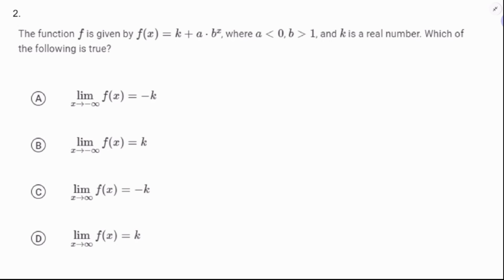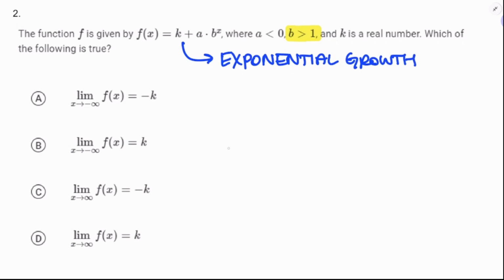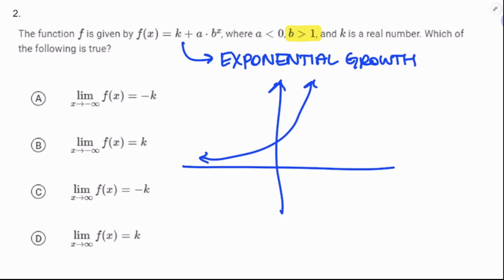All right, well, first thing I'm noticing here, b is greater than 1, which means that this thing is, whoops, I meant for that to be a blue pen. This is exponential growth. Okay, if it's exponential growth, okay, it's not the worst one I've ever drawn. We know that the graph kind of looks like that. This is just y equals a times b to the x. Plus k, we're going to go up and down by a little bit.